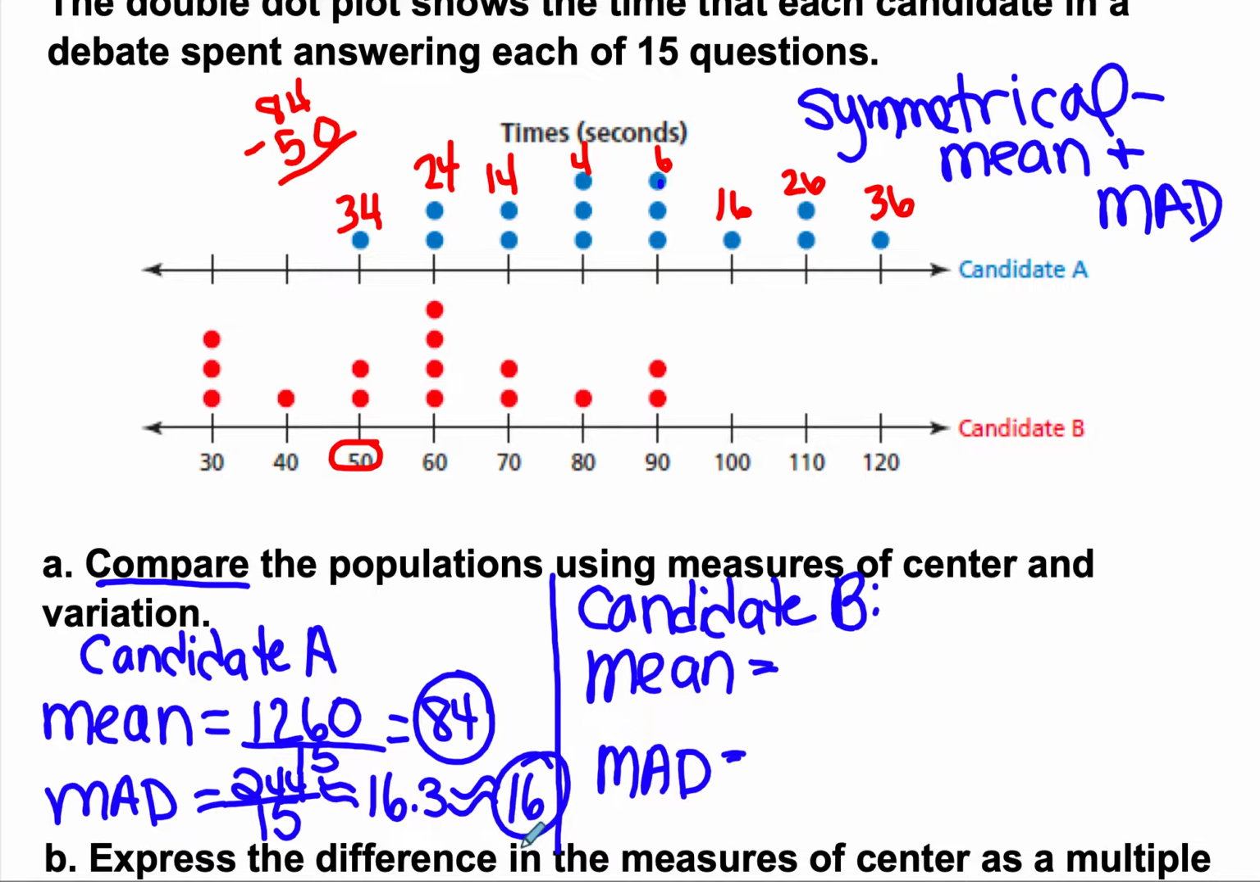So go ahead and pause the video for a minute. I would like you to try for candidate B. Find the mean and the MAD. Then we'll compare them together. Okay, so let's go ahead and check to see if your answers are right.